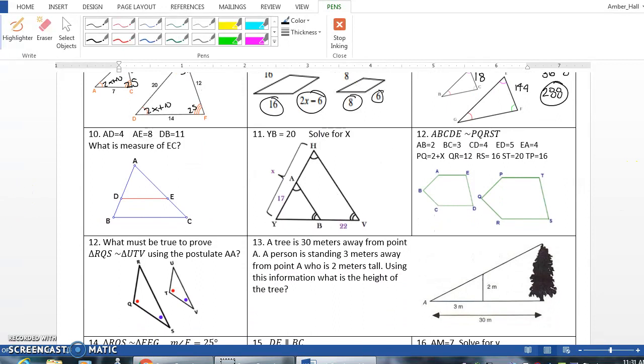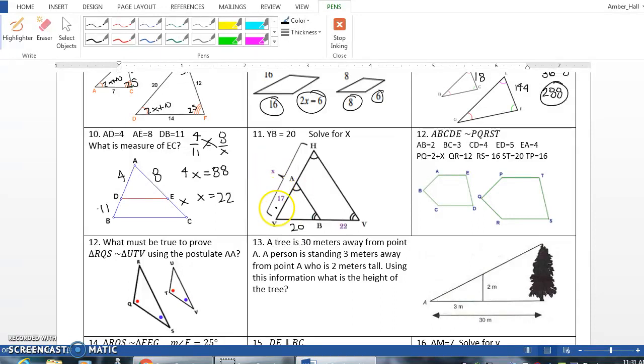Number 10, AD is 4, AE is 8, DB is 11. What is the measurement of EC? This is just a simple proportion. 4 over 11 equals 8 over x. We're just making sure to set up the same ratios. We cross multiply. 4x equals 88. X equals 22.